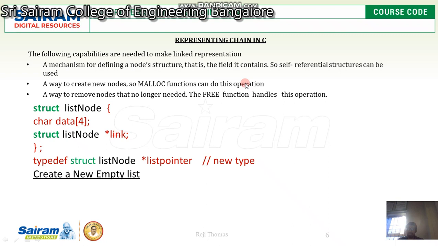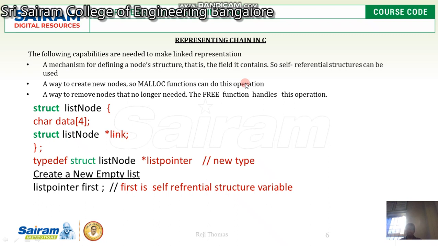Now using this type, I can create a variable. How do I create it? I'll give list pointer, which is of type pointer, and first. Now first is a self-referential structure variable. Please note that first is not a normal variable. First is a pointer variable to a node. It's not a normal variable.